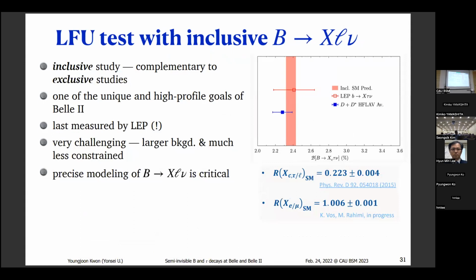But anyway, today I'm going to tell you about our first study towards the inclusive measurements of this R ratio, which we call Rx. So in this case, we try to measure B to X tau nu over B to X L nu. But that result is not available yet. But as a first step, we try to measure X sub E nu over X sub mu nu, which we call Rx E mu. In the standard model, this must be consistent with 1.0, very nearly. It is usually predicted that the inclusive measurement has better precision than exclusive RD star or RD. So if there is anything lepton flavor universality violating, then it should also show up in inclusive measurement, okay?